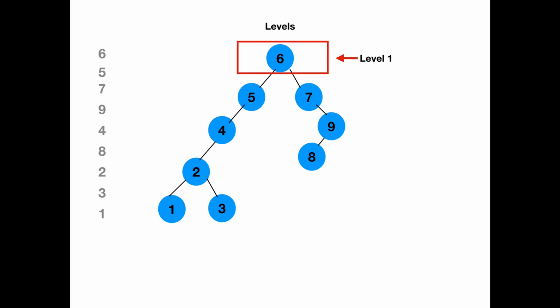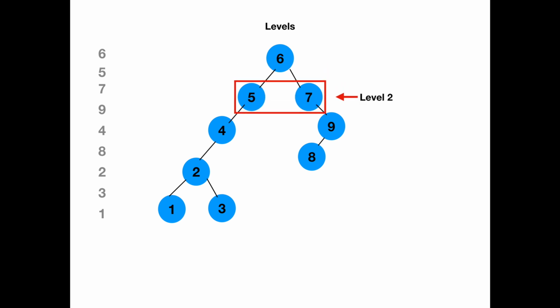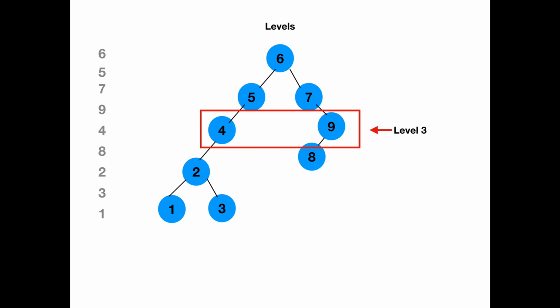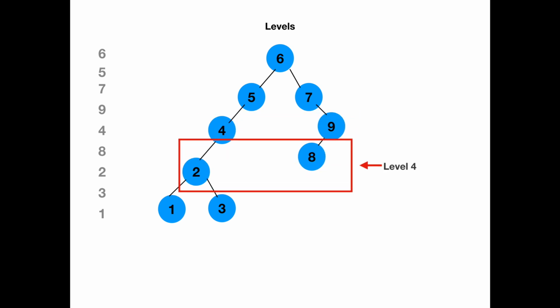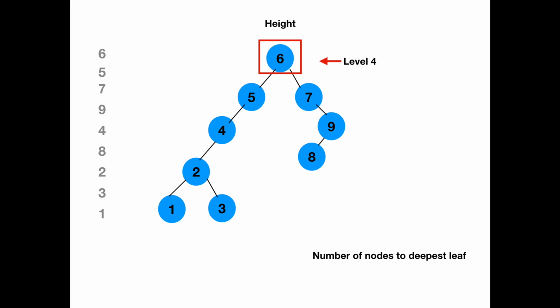Now, let's look at different levels. In this case, we're going to go over a few terms moving forward for different ways to describe a tree. At the top, we're going to find level 1. Then we're going to find level 2. For this spot, we're going to find level 3. We're going to look at level 4. And finally, we would have level 5.